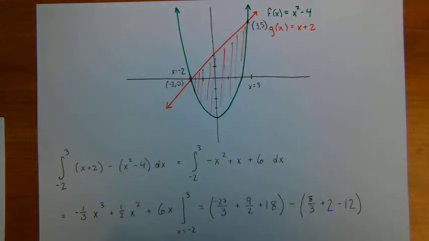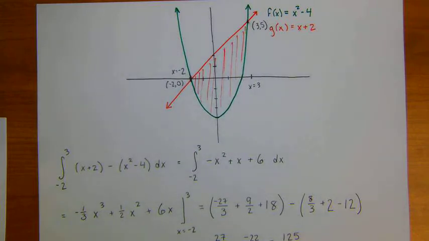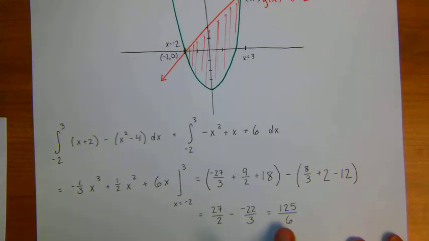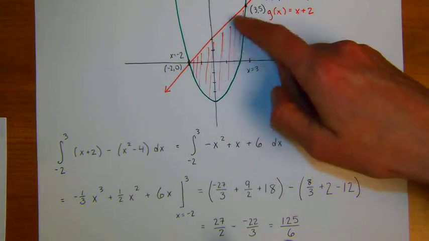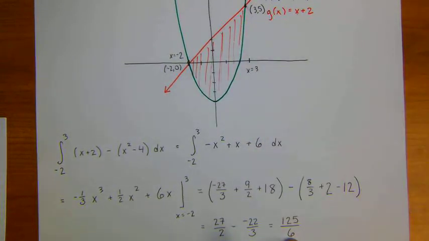And I can enter all this into my calculator. Simplifying this by combining all of these terms, I see that I get 27 halves minus, this becomes negative 22 thirds. Getting a common denominator, I end up with 125 sixths. Notice that I ended up with a positive result, which is what you want, because when finding the area between the two curves, you want to have a positive area.